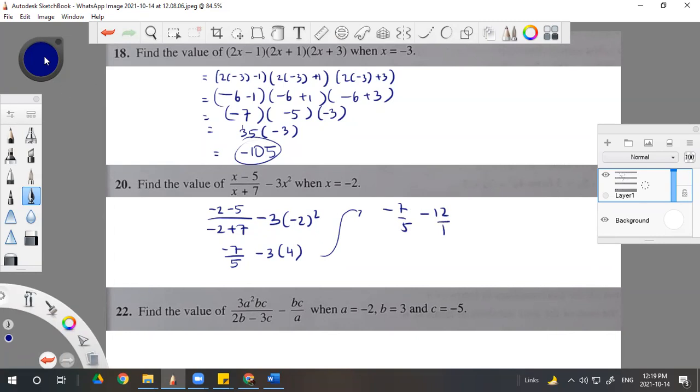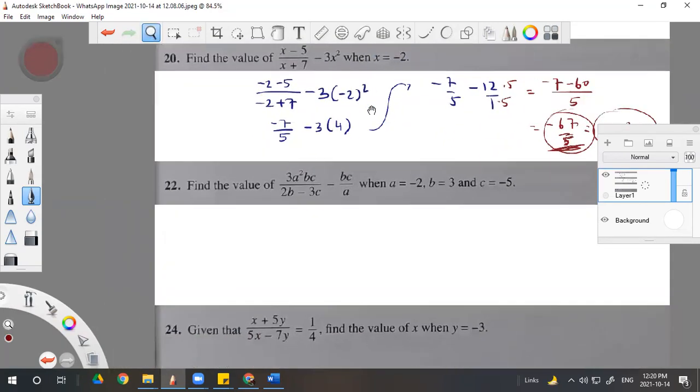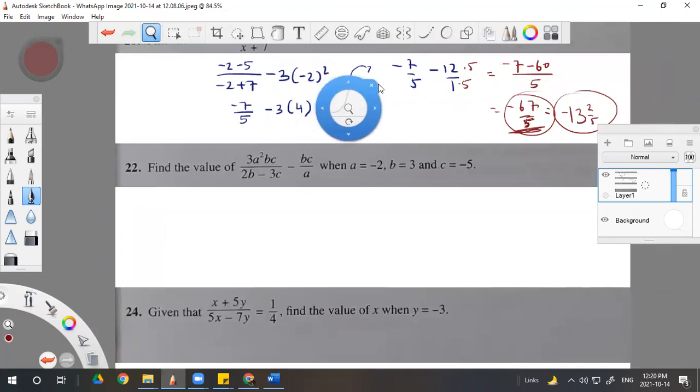Over 1. OMG. Times 5 times 5. So negative 7 minus 60 over 5, right? So negative 67 over 5. So negative 13, 2 over 5. You can do fast like this. If you don't want to do the mixed fraction, it's okay. Until this is enough. Until this part is okay. Okay. So for number 2, 22 also applies this rule. Yeah.